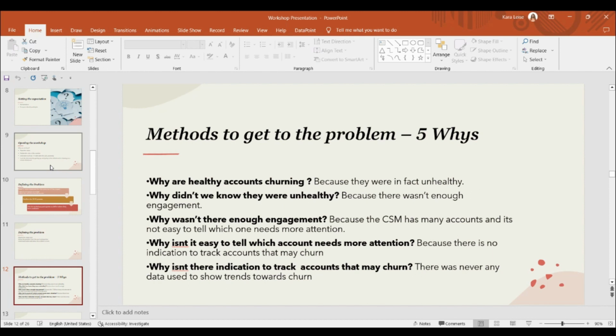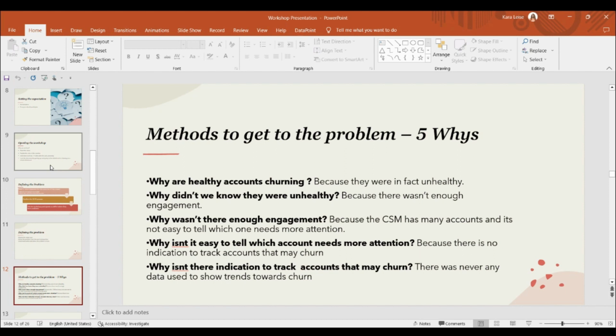If they were healthy, meaning that they have good customer service, they like everything, they have good rapport about the communication, the relationship they're building with us, all of these indicators of health were in green, but they still churn, which means that the indicators of health are incorrect. It's not healthy. It's unhealthy. There's something that we missed. Why are healthy accounts churning? Because they were in fact unhealthy.